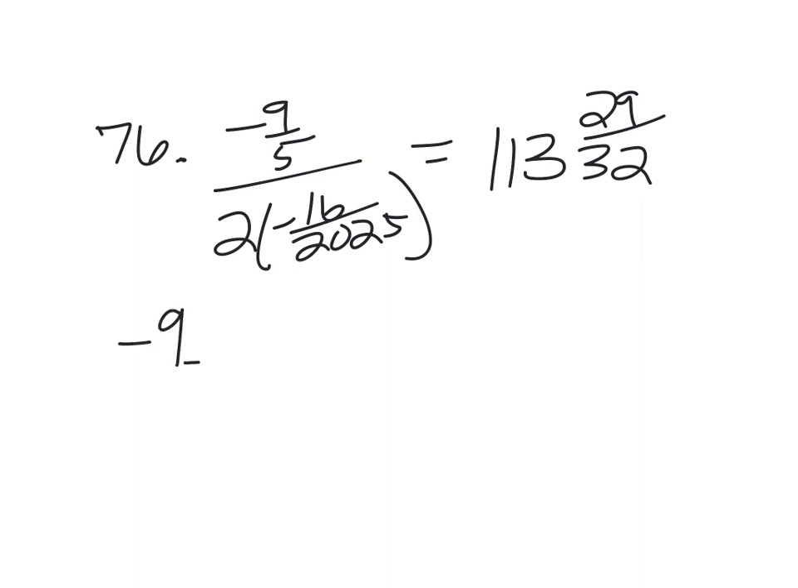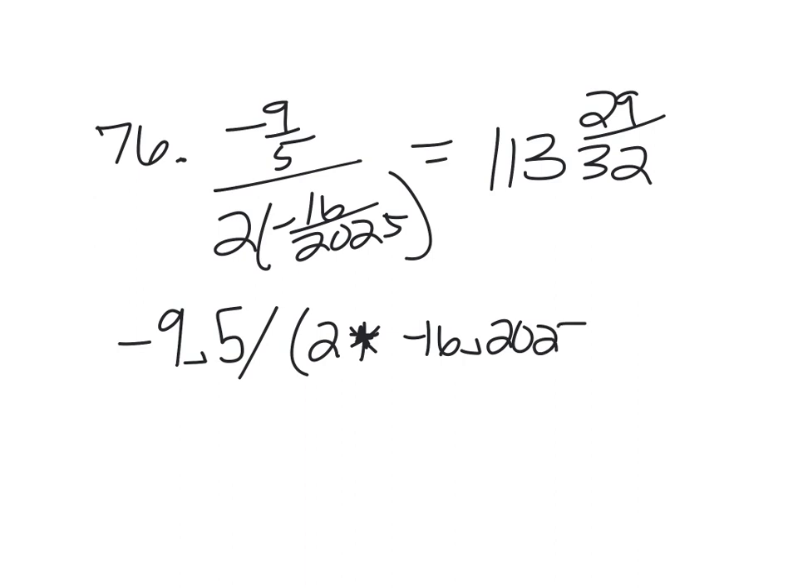So here's what it looks like on my calculator. And then divided by, and then I do parentheses 2 times, it's like a star, but that's times, parentheses 2 times, and then -16 with the fraction 2025. And that should give you that correct answer. So double check that on your calculator because you do have it written out correctly.